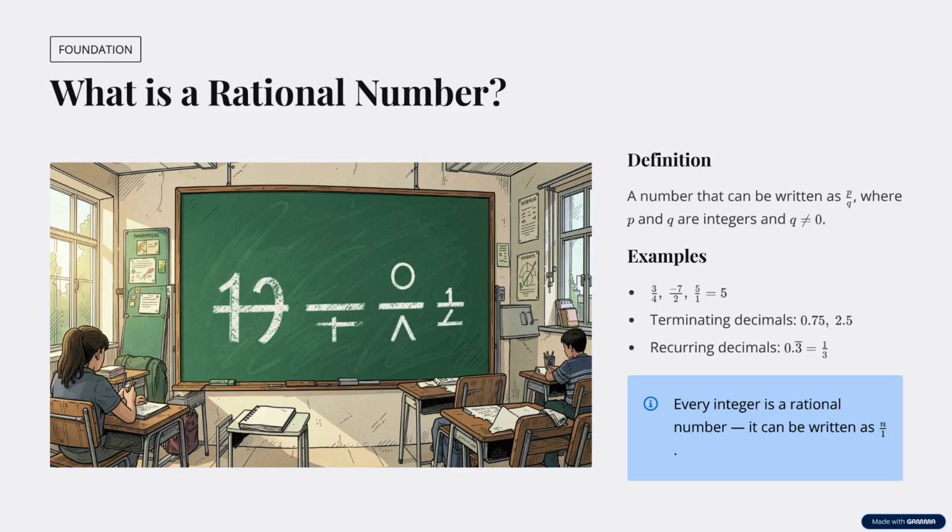What is a rational number? A rational number can be written in the form p by q, where p and q are integers and q is not equal to 0. Examples include 1 by 2, 3 by 4, and 5.